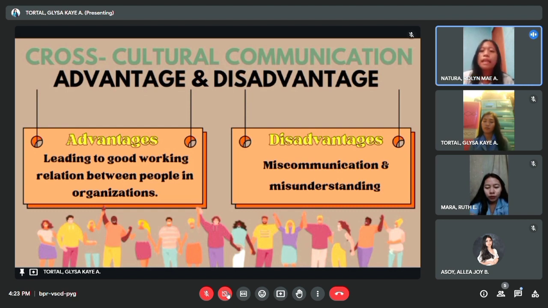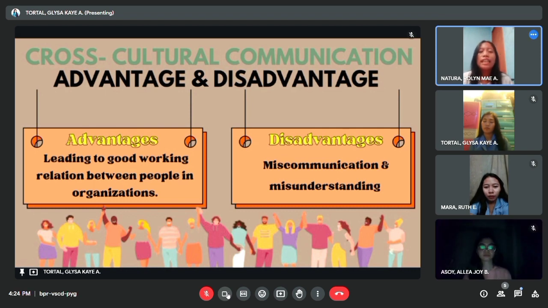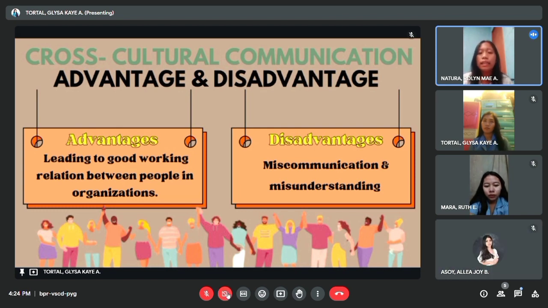Sumunod naman ay ang disadvantage. The disadvantage of cross-cultural communication, it leads people to miscommunication. Dahil sa iba't ibang hilig at lingwaheng nakasanayan, ito ay nagre-resulta sa pagkagulo ng pagpasa ng mensahe mula sa isang tao patungo sa isa pa.